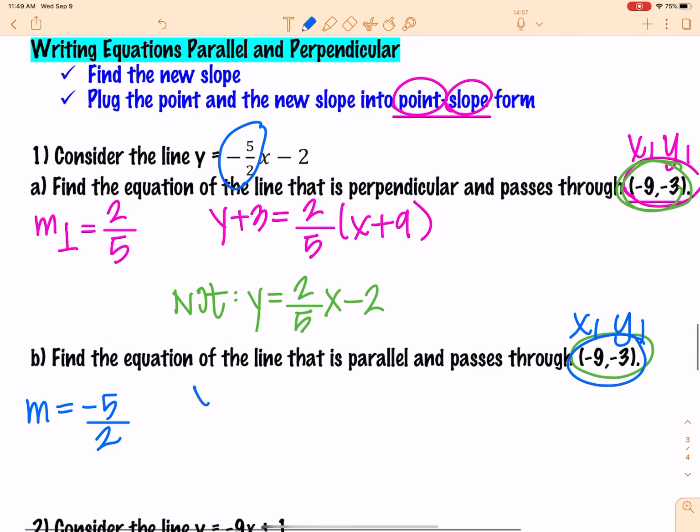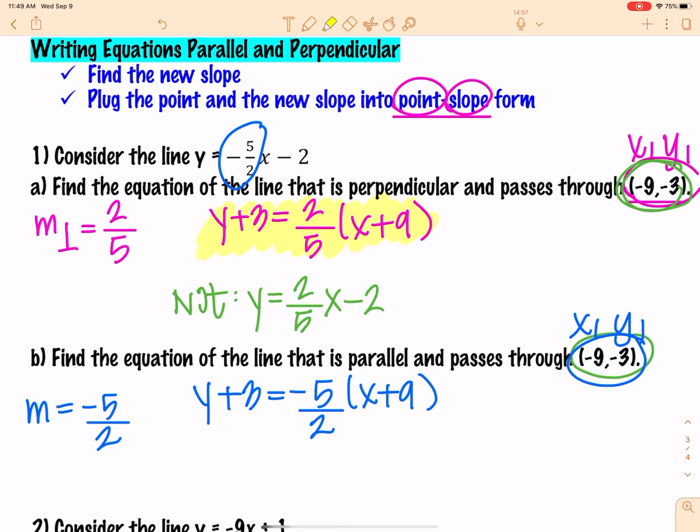Okay, but so you just write it in your point slope. So y plus 3 equals new slope, -5/2, and then x plus 9. So basically your two answers for A and B are exactly the same. The only difference is that their slopes change because one's parallel and one's perpendicular. So try number 2 by yourself, and you'll be all finished with this section.